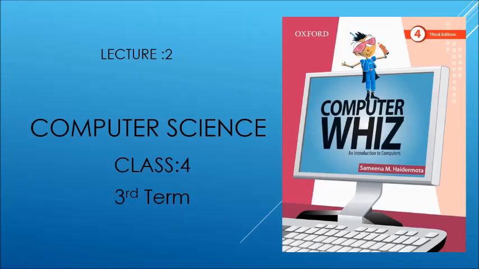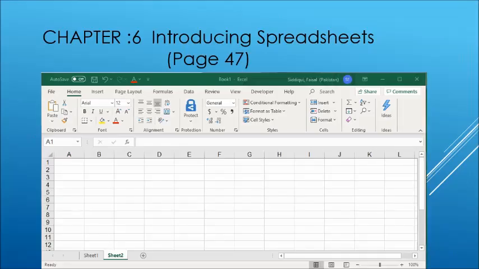Dear students, this is lecture number 2 of computer science from your third term syllabus. In our last lecture we started learning about spreadsheets. We worked in Microsoft Excel. This is the first screen that appeared in front of you when you opened your Excel program. We learned selecting a single cell and selecting a range of cells like this. We selected cells from A1 to D6.